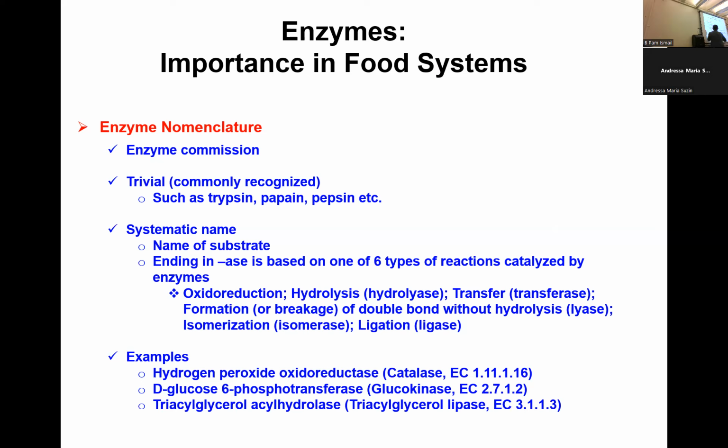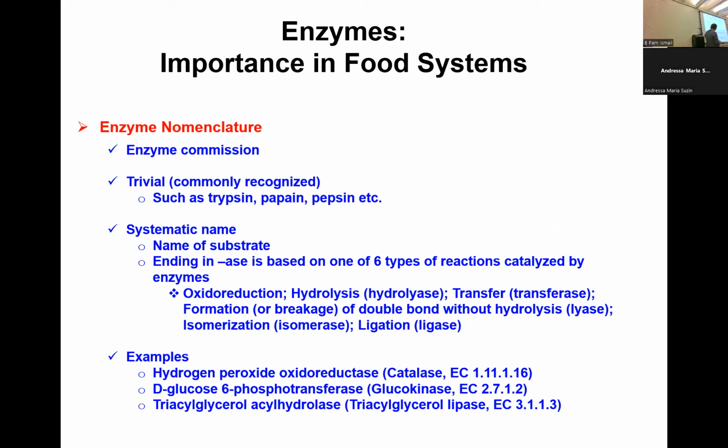Breakage or formation of a double bond, lyases. Another one is isomerase. Isomerase, for example, is used in producing high fructose corn syrup. So basically, you have starch converted to glucose, and then you use isomerase to convert glucose to fructose. And then the ligase, which is basically forming a covalent bond between 2 different substrates.